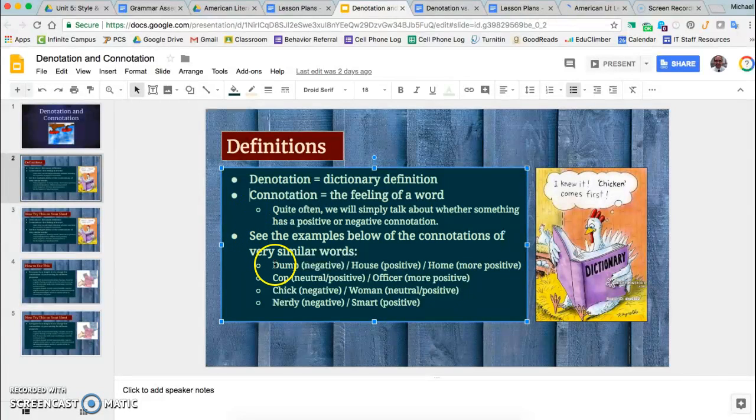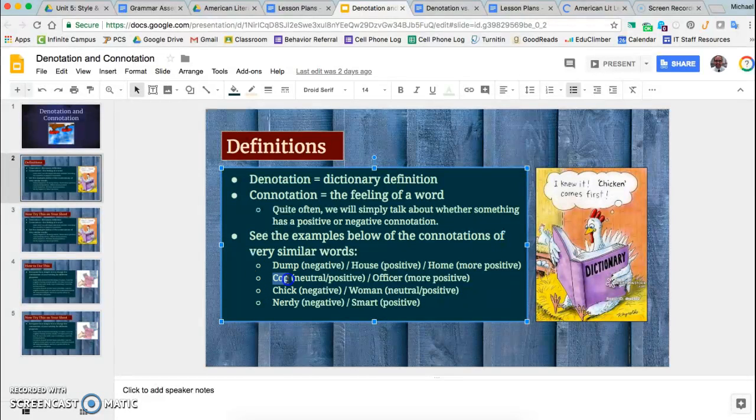So if we look at the examples on this page, you'll see three different terms that are sometimes used to describe where somebody lives. Okay, so the most negative one here obviously would be a dump. Saying you live in that dump sounds incredibly negative. Whereas if you said you live in that house, that sounds either positive or maybe a little bit neutral. And then home is usually even more positive than house because it sounds like this nice, friendly, warm place that people live.